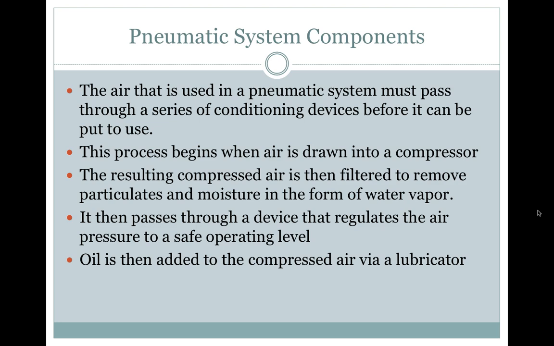Pneumatic system components. The air that is used in a pneumatic system must pass through a series of conditioning devices before it can be put to use. This process begins when air is drawn into a compressor. The resulting compressed air is then filtered to remove particulates and moisture in the form of water vapor. It then passes through a device that regulates the air pressure to a safe operating level. Oil is then added to the compressed air via a lubricator.